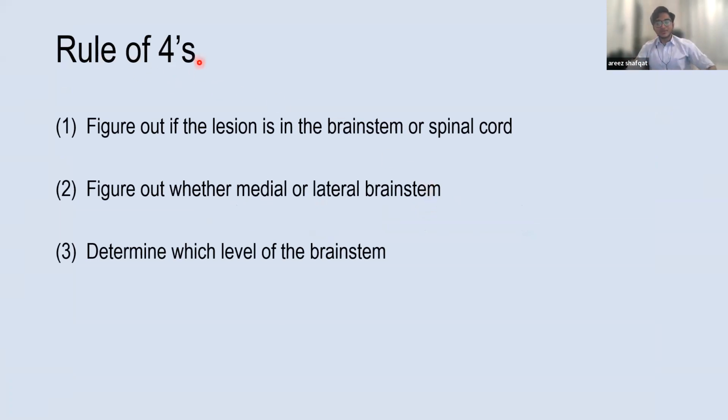You guys probably would have heard of the rule of 4s when doing the brainstem. I like to add another step to it, and that is how do you figure out whether a lesion is in the brainstem or the spinal cord? So if you have a scenario of a guy who has contralateral or one-sided paralysis of the arms and legs, spastic type of paralysis, and he has sensory loss, how do you know whether this guy has a spinal cord lesion or whether this lesion is in the brainstem?